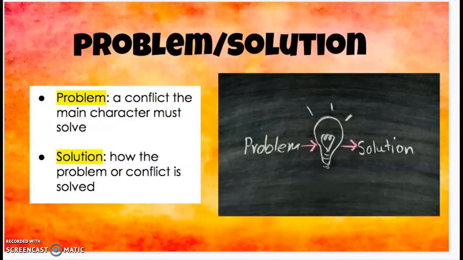Next, we have the problem and solution. So the problem is a conflict the main character must solve, and the solution is how the problem or conflict is solved. So now I want you to think back to the main characters that you thought about when we were talking about characters, and maybe think about the problem or solution that they had in the book or movie that you read or saw them on.